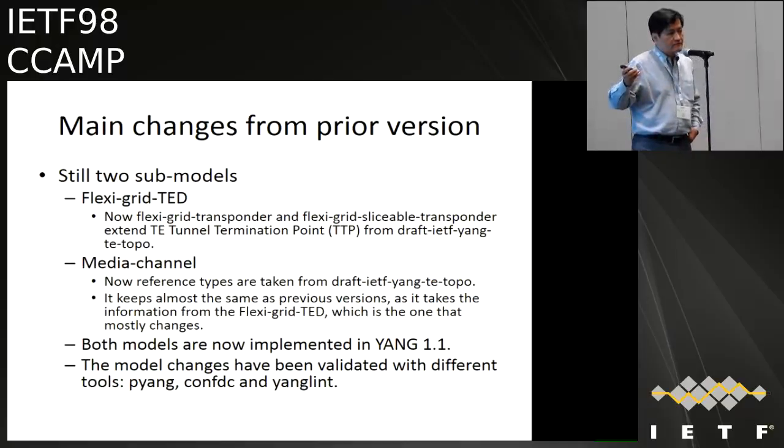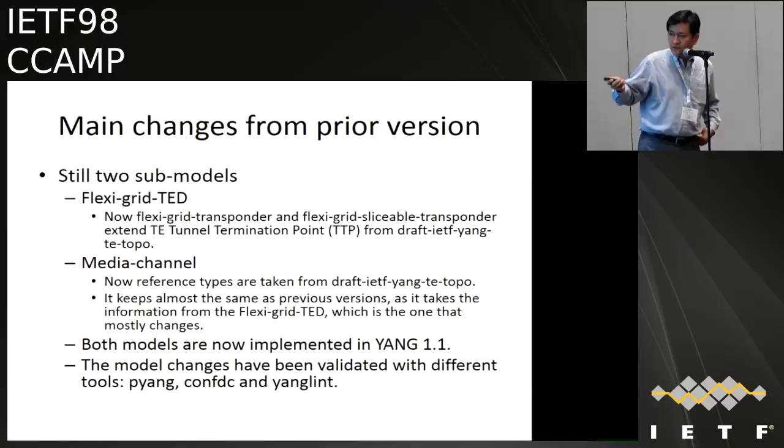There are two sub-models within the draft. One is a flex grid topology model, and the other one is a media channel model. The authors made a decision to separate them into two YANG drafts in the next revision, because one is a topology abstraction, the other one is a tunnel model. So we don't want to put that into one draft. So it's going to be two separate models in two separate drafts. Both models are implemented in YANG 1.1.